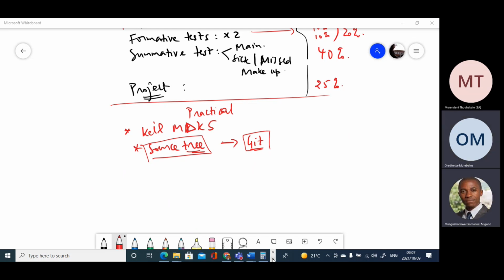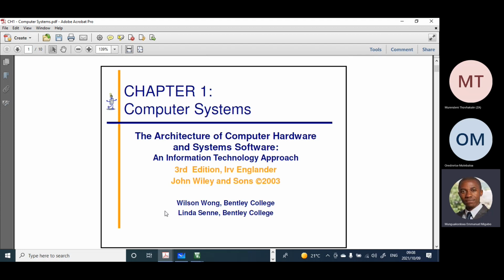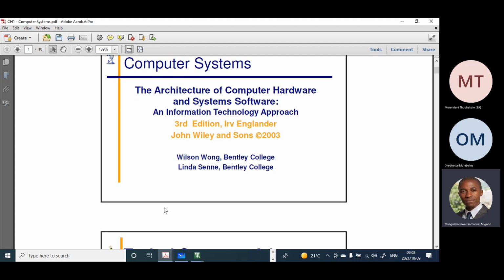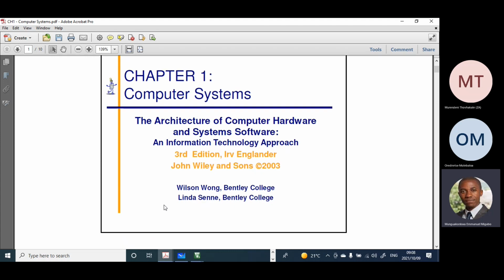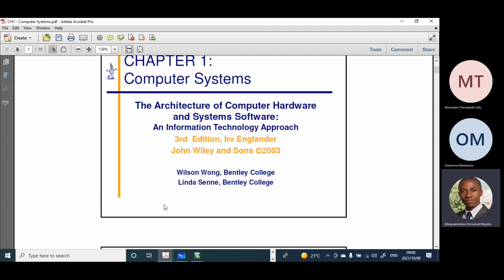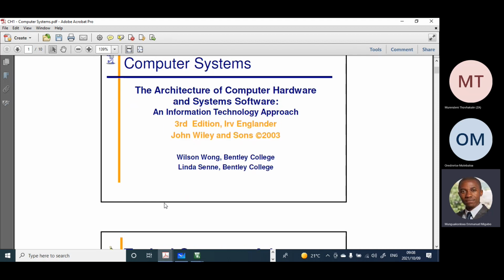Okay, so if there are no further questions, we can jump into the subject itself, starting with Unit 1, of course. Unit 1 corresponds to Chapter 1 of the prescribed textbook, and it speaks about computer systems in general. It's more to just set up the background of computing.